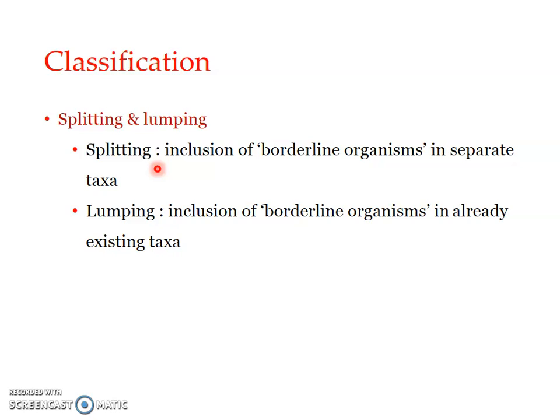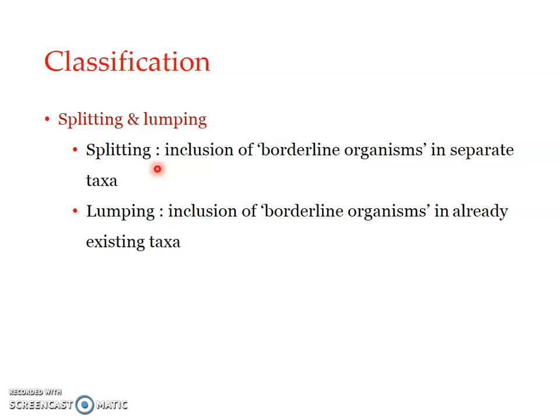So splitting and lumping, actually, lumping is the inclusion of borderline organisms in already existing taxa, and splitting is the inclusion of organisms of uncertain relations in separate or newly erected or established taxa.